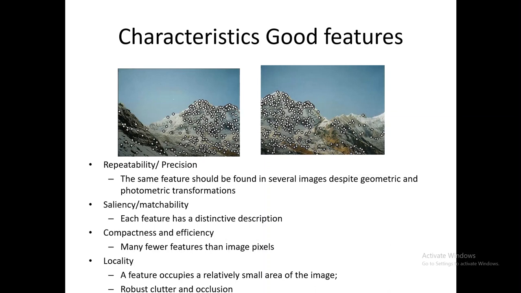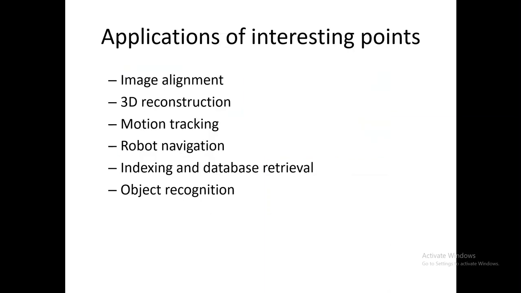And locality means the descriptor I compute for the feature is based on a relatively small area of the image, and that will give us more robust features. Another point is the application of interest points. We can see they can be used in image alignment, 3D reconstruction, motion tracking, robot navigation, indexing and database retrieval, and object recognition.